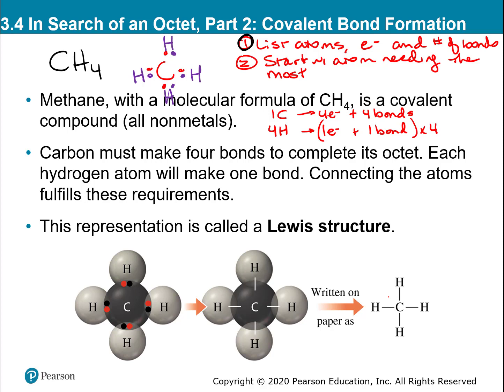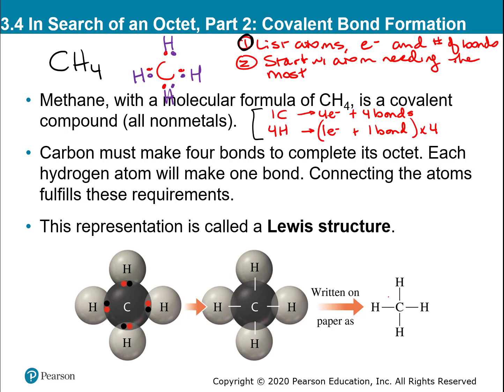So for carbon with 4 hydrogens, I have 1 carbon and 4 hydrogens. That's the formula. Carbon, I know, has 4 electrons and needs 4 bonds to make 8. Hydrogen has 1 electron, and hydrogen only needs 1 more electron to have 2, because remember, that makes it like helium. So just remember, hydrogen's kind of the oddball that way. Hydrogen never forms more than a single bond.